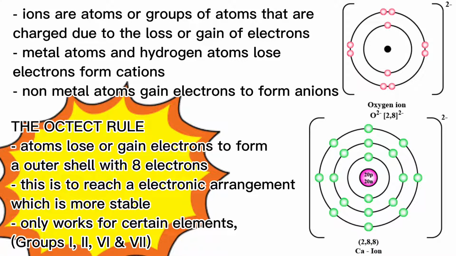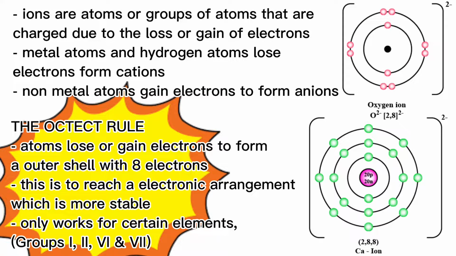The way to tell if an atom loses or gains an electron is simple. The atoms lose or gain electrons to form a full outer shell, one just like the noble gases. This is a process that happens to reach an electronic arrangement that is more stable. It doesn't work for all element groups, but it works for groups 1, 2, 3, 5, 6, and 7.